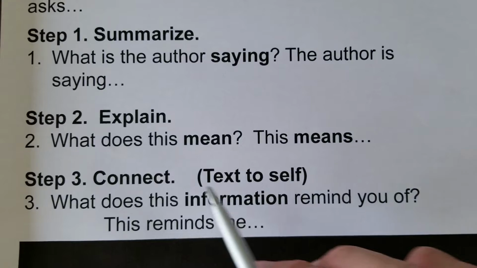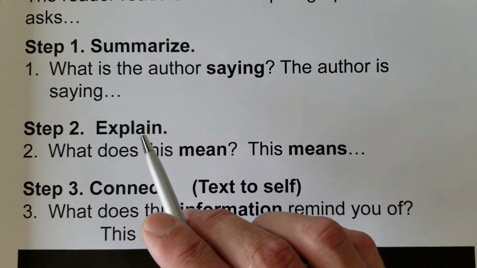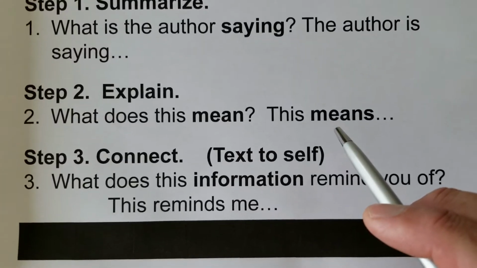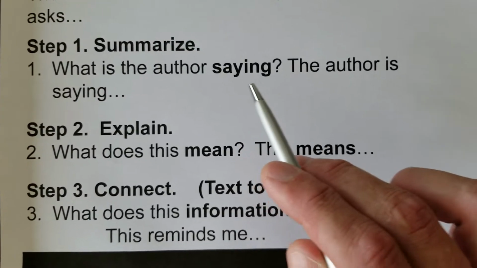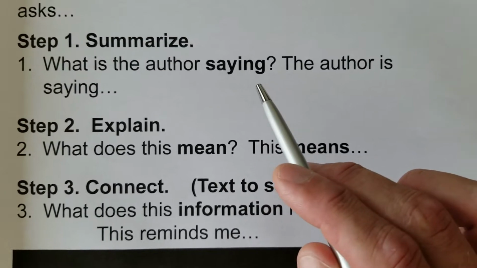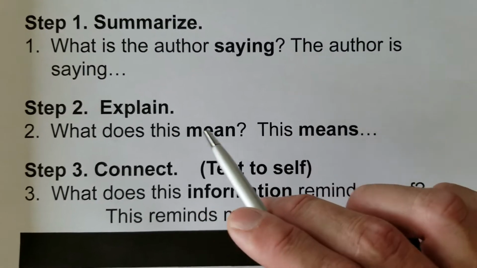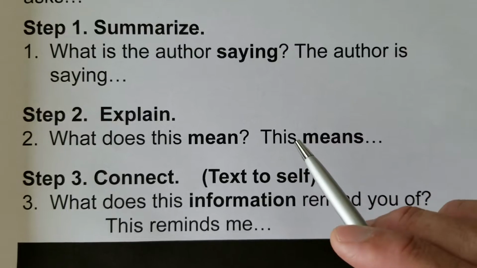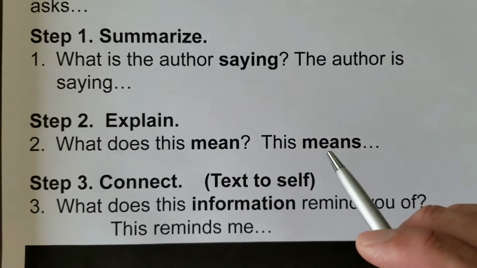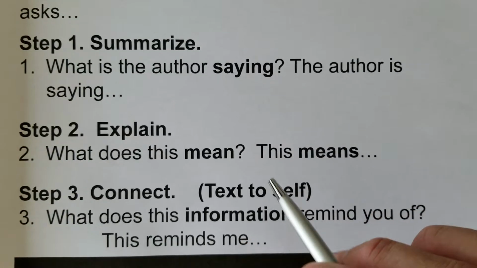Step 2 gets a little more difficult, more challenging. Explain. What does this mean? This means, so after summarizing, basically repeating back what the author said, but not in 5 or 10 sentences, maybe in 1 or 2, you explain it in your own words. And the easiest way to do this, if you're a 4th grader, think of how would you explain this to a 2nd grader? If you were an 8th grader, how would you explain this to a 4th grader?